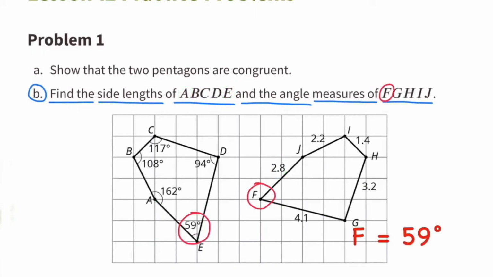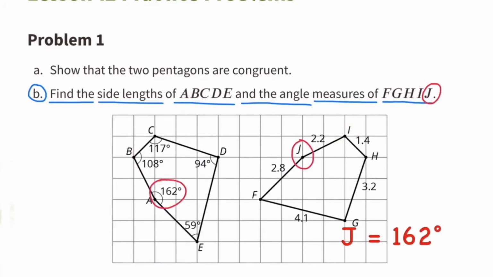Angle F is 59 degrees. Angle G is 94 degrees. Angle H is 117 degrees. Angle I is 108 degrees, and angle J is 162 degrees.